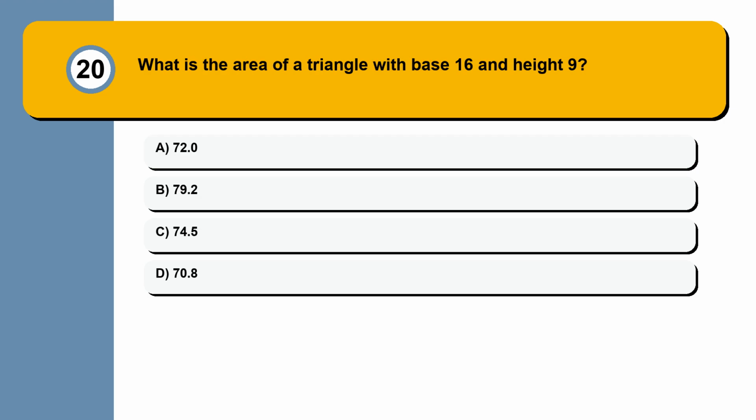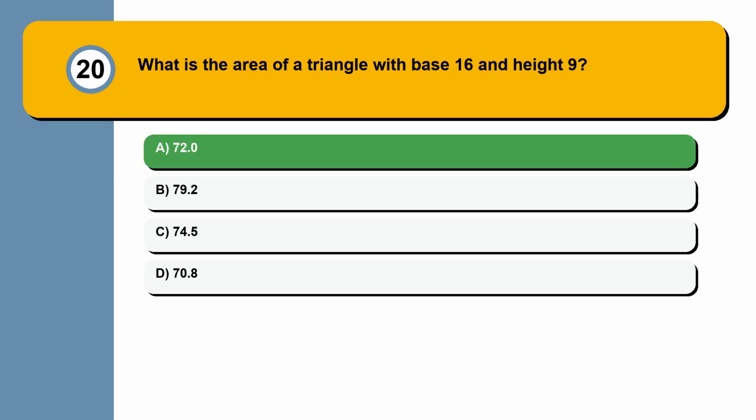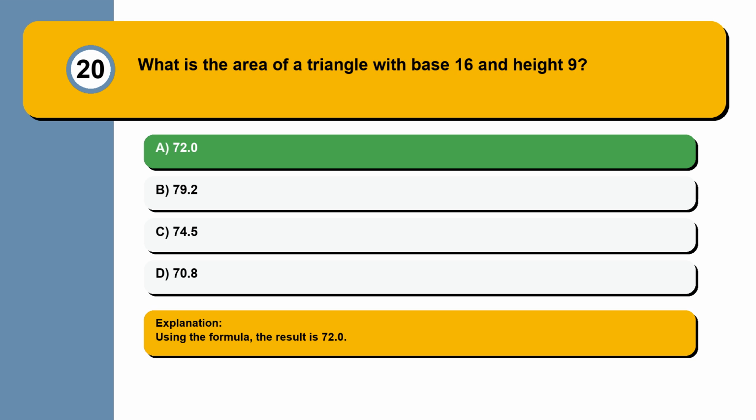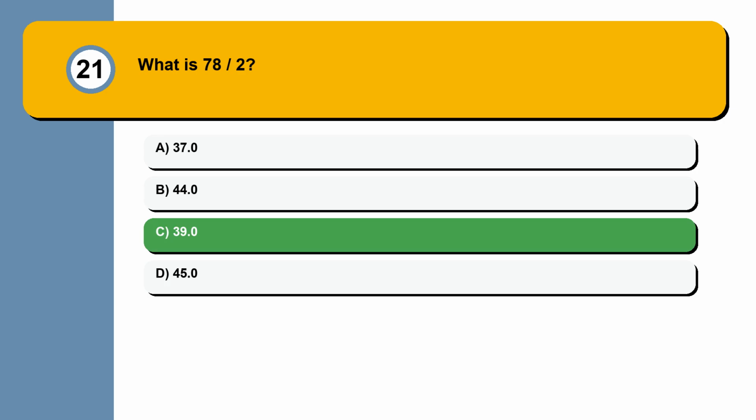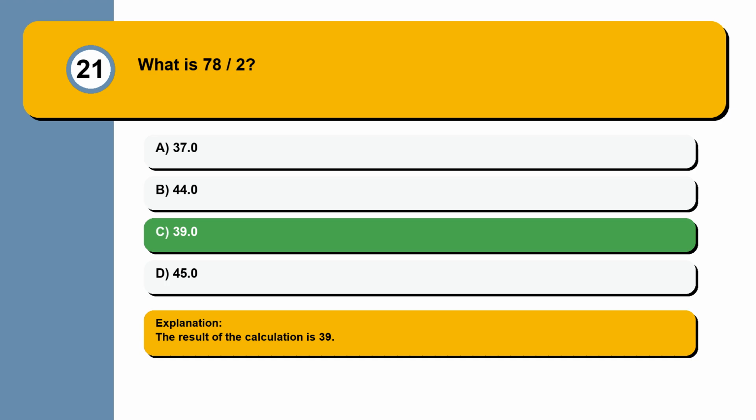Question 20. What is the area of a triangle with base 16 and height 9? Options: 72, 79.2, 74.5, 70.8. Using the formula, the result is 72. Question 21. What is 78 divided by 2? Options: 37, 44, 39, 45. The result of the calculation is 39.